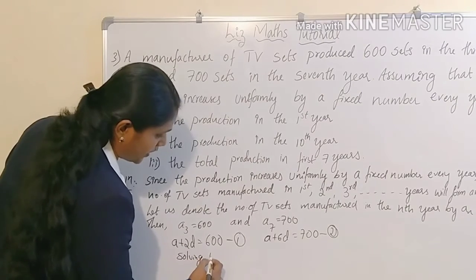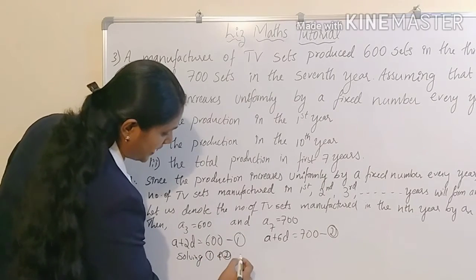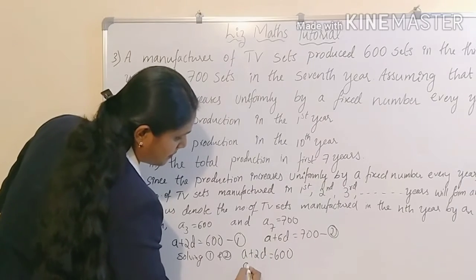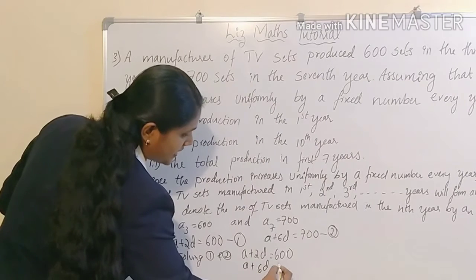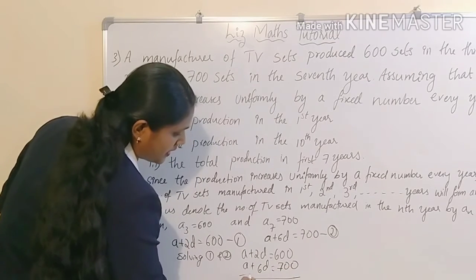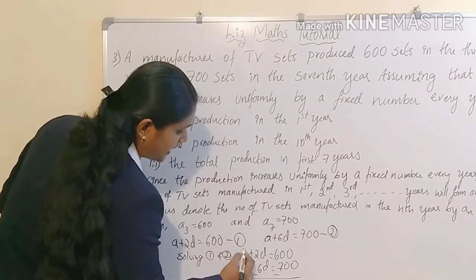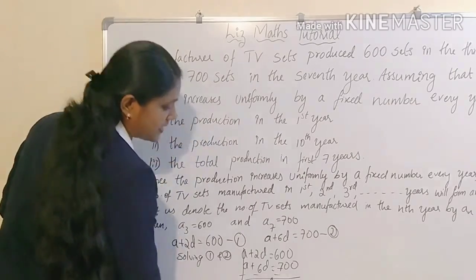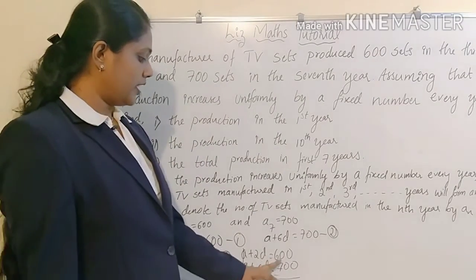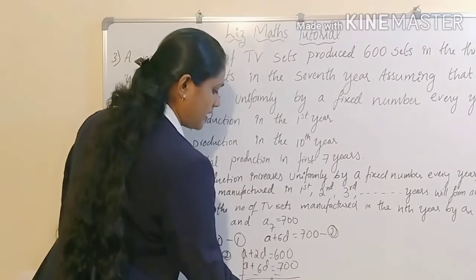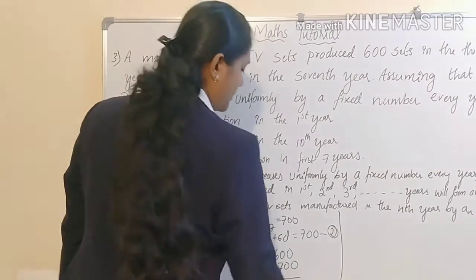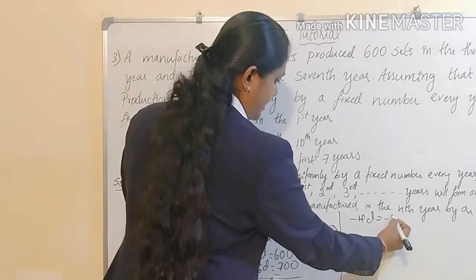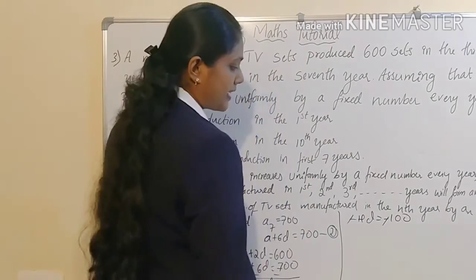Now solving equations 1 and 2, what will you get? a + 2d = 600 and a + 6d = 700. Now subtract, change the sign. a gets cancelled. Here you will get minus 4d equal to minus 100, isn't it? So minus 4d = minus 100. This minus and this minus cancel.